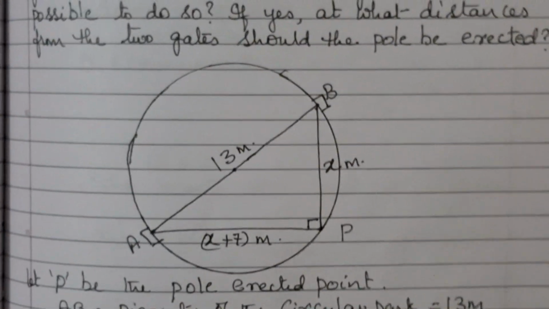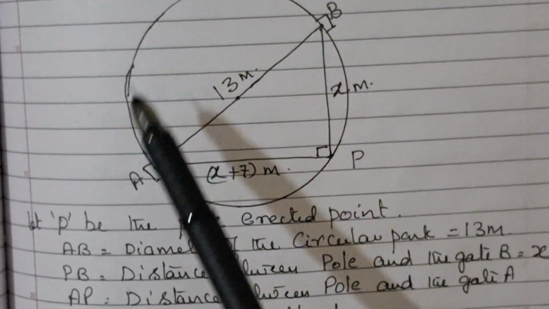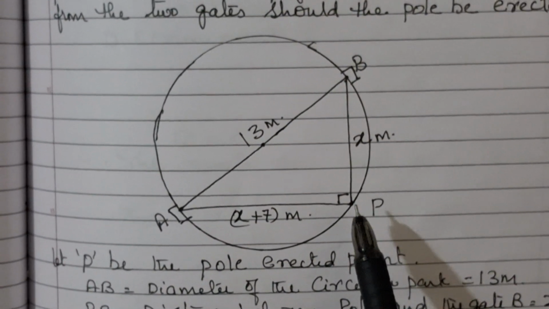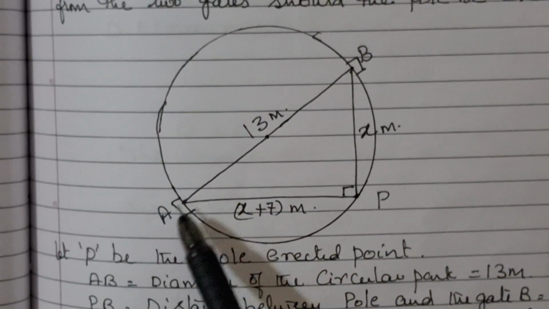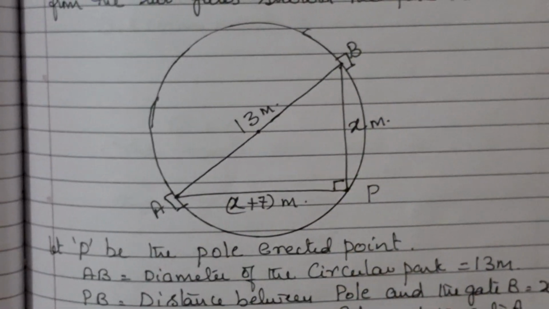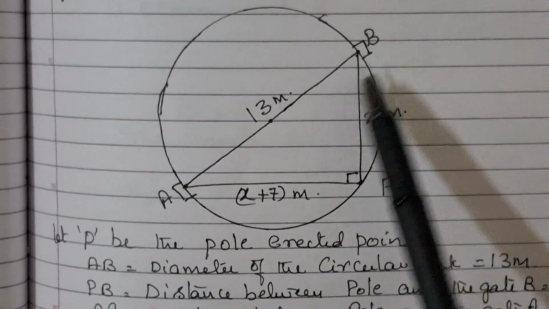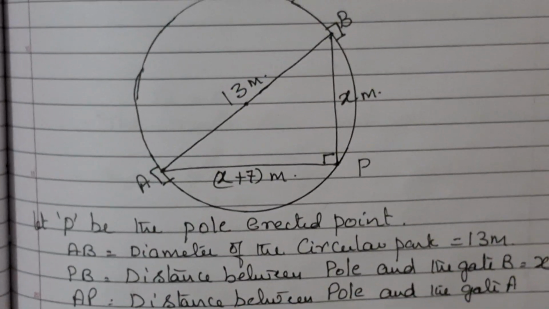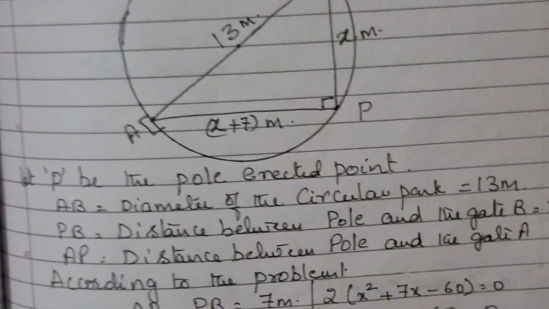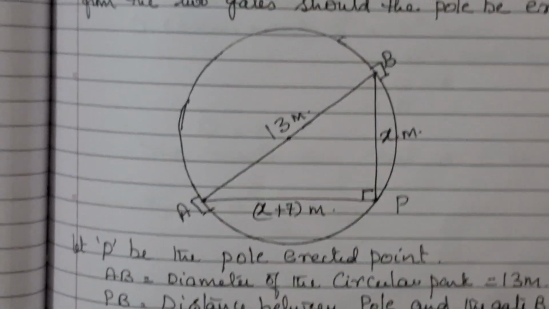So, what have they given, children? There is a circular boundary, a circular park. P is the point where the pole needs to be erected, and this is the diameter AB. The diameter is 13 meters, they have said. So at A and at B, two gates have to be placed. In this case, where should the pole be kept? He is asking to find the PB distance and the AP distance.